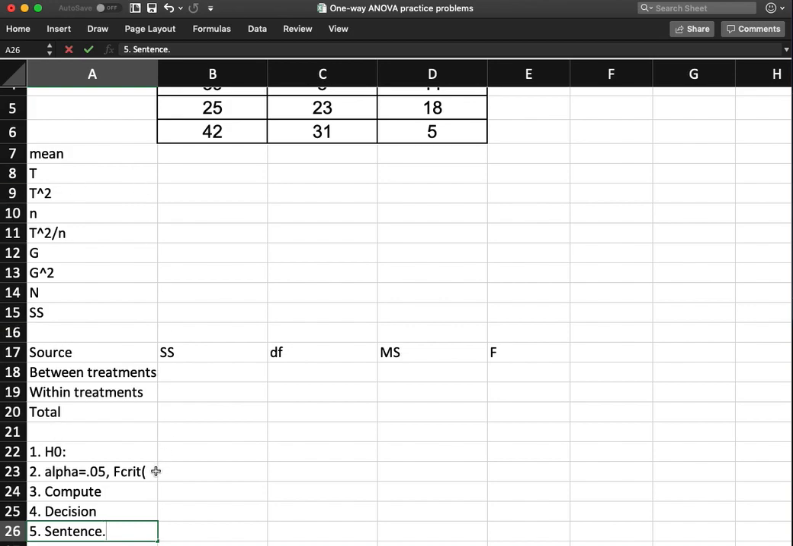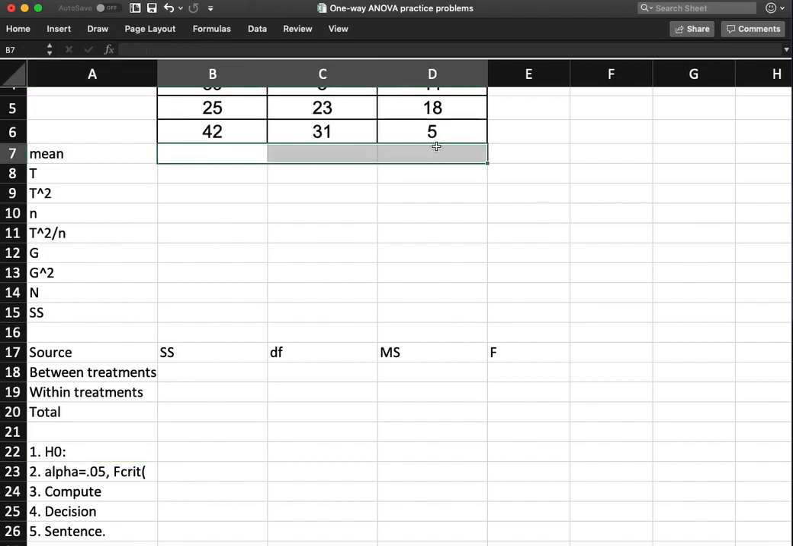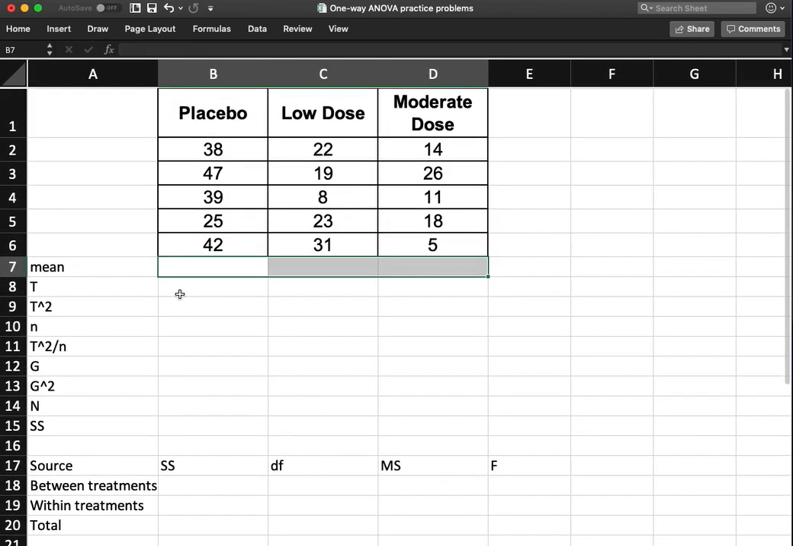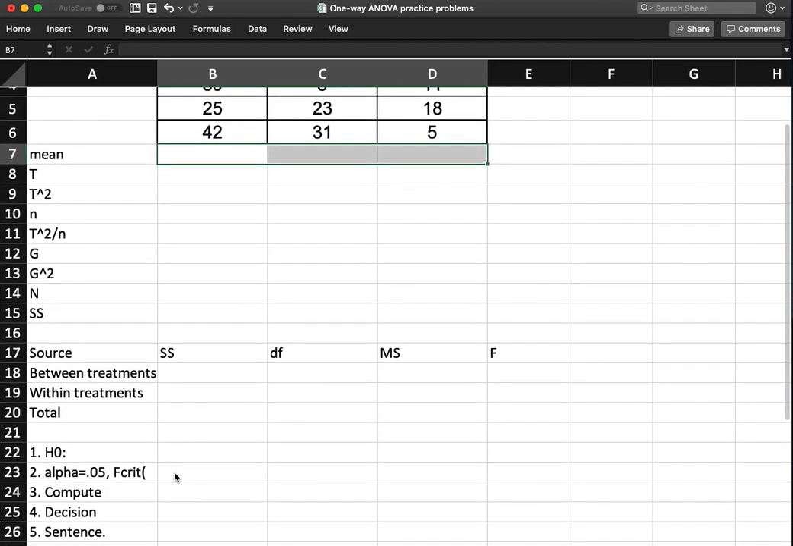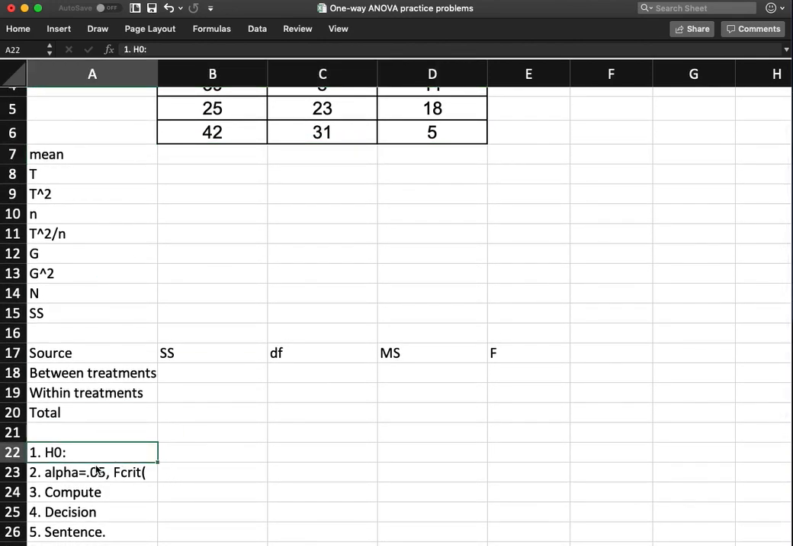All right. Step one, state the null hypothesis. We're going to compute three sample means here. We want to know if they're different from each other. So what we'll do then is imagine that these three means that we're going to compute came from identical populations. So mu for the placebo should equal mu for the low dose, should equal mu for the moderate dose in the population. That means there's no treatment effect.